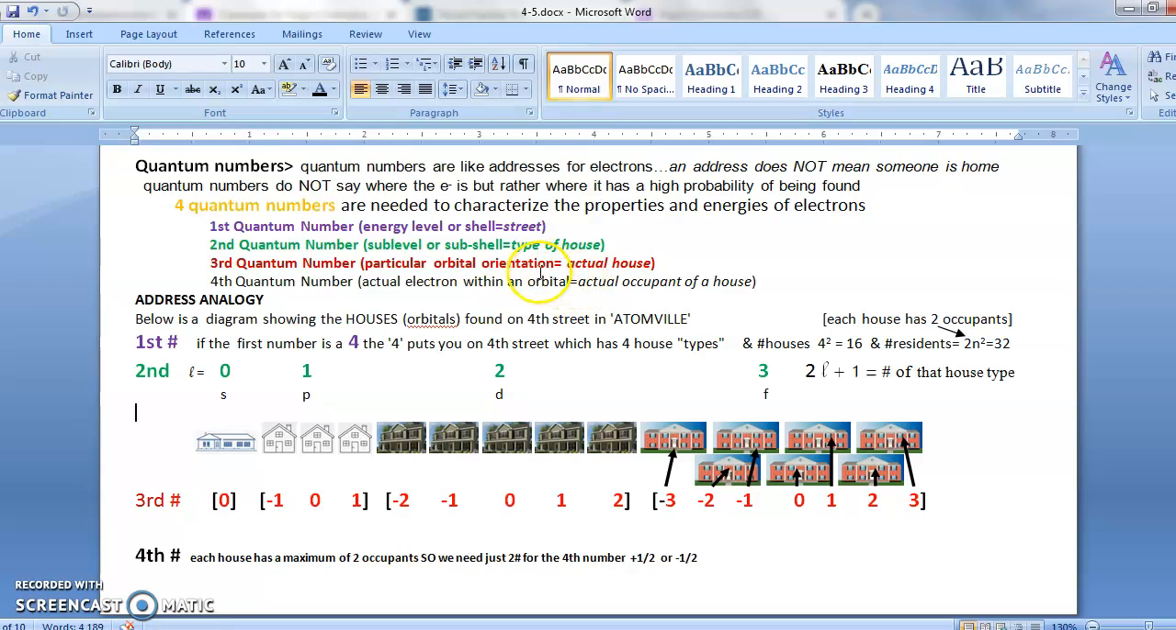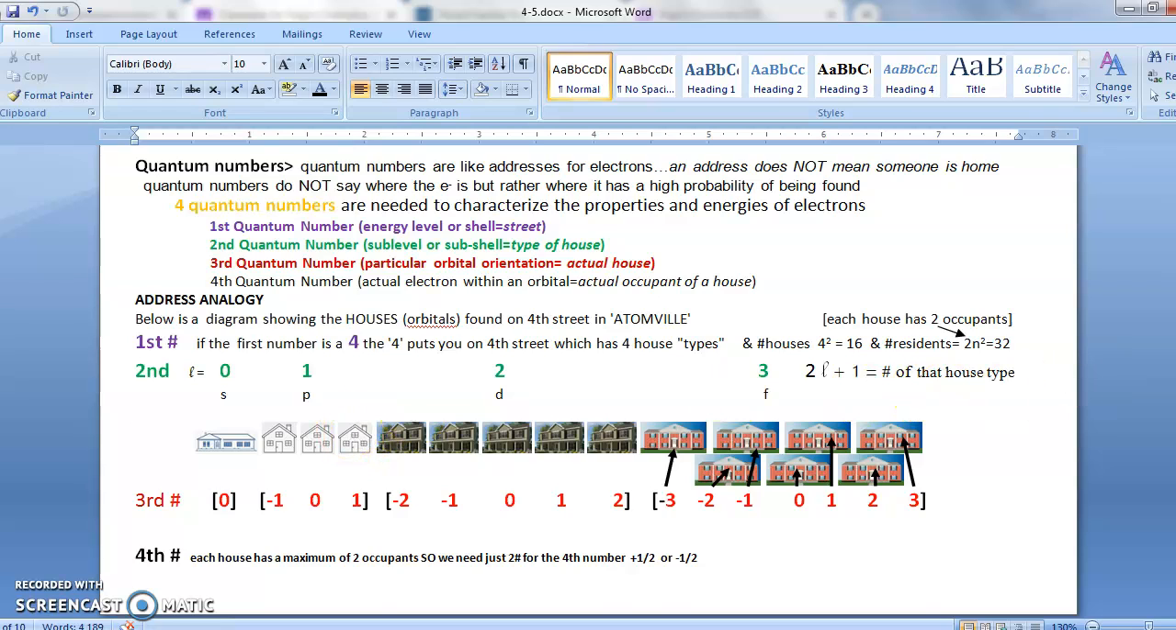So houses are like orbitals. This street has 4 types of houses on it. So there are 4 sublevels. Streets can also be called shells. Spectroscopists call them shells. So you could say there's 4 subshells. So each street is actually broken into little parts.